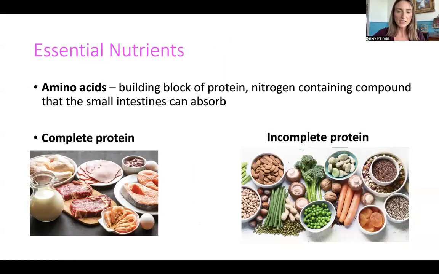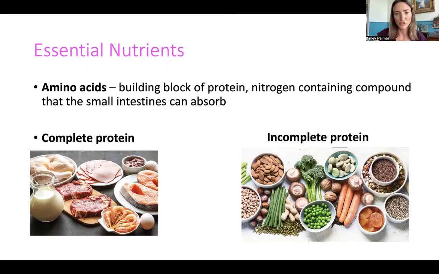Amino acids are the building blocks of protein. They're nitrogen containing. Between carbs, fats, and proteins, proteins are the only ones that have nitrogen in them. We have complete and incomplete proteins. If you look at the pictures, you can kind of assume what the difference is between the two. Complete proteins are usually animal origin, and they have all the essential amino acids needed to fuel the body, whereas incomplete proteins are usually plant origin, and they do contain protein, but in smaller amounts, and they contain less of the essential amino acids needed for the body.